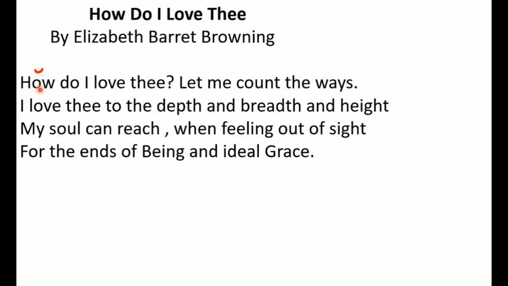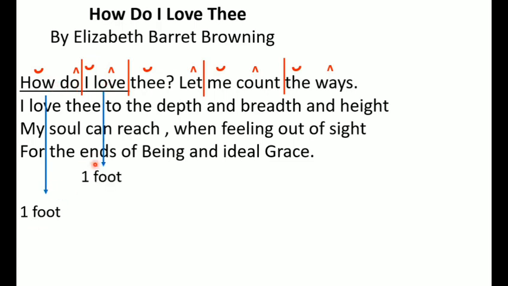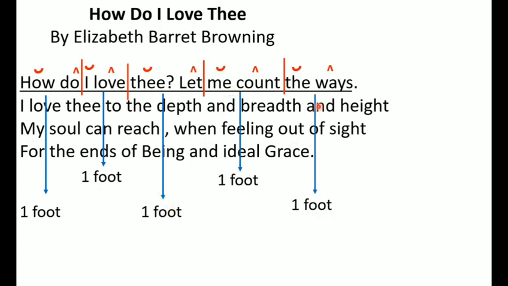This is unstressed, so we are going to read this like this. How do I love thee, let me count the ways. Now, notice here we have divisions. Each division here is called 1 foot. This is another 1 foot. This is another 1 foot. Another 1 foot. Another 1 foot. So we have how many feet? We have 5 feet. Now this is the composition of each line. Each line is composed of 5 feet.